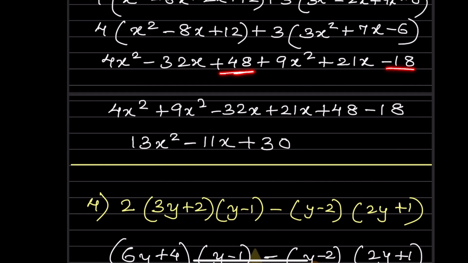Then this constant one you will take here, and now you will take this one, so that will be plus 4 plus 9, that is going to be 13x squared, minus 32 plus 21, that is going to be minus 11x, plus 48 minus 18, that is going to be plus 30. So this is the answer.